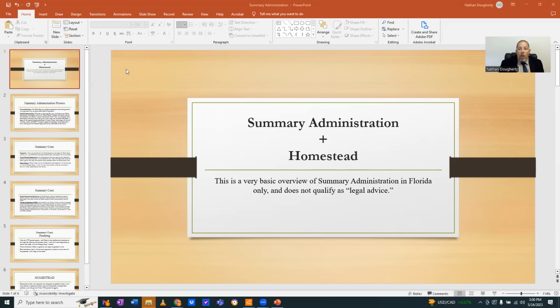Okay. So this is a very basic overview of summary administration in Florida only. I do not know anything about probate in any other state. This does not qualify as legal advice. If you need legal advice, feel free to give me a call and I'll be more than happy to help you out. So let's get on with the PowerPoint presentation here.